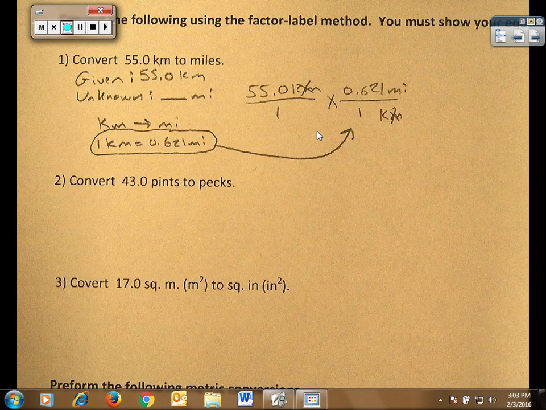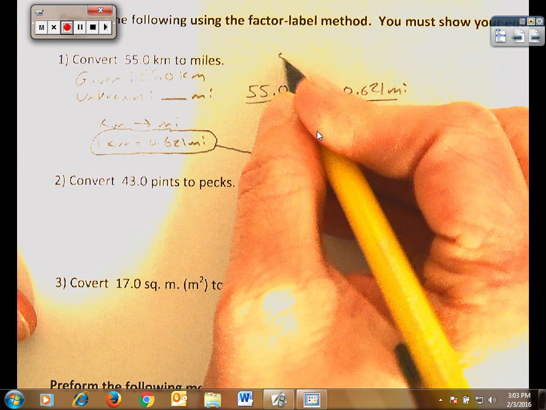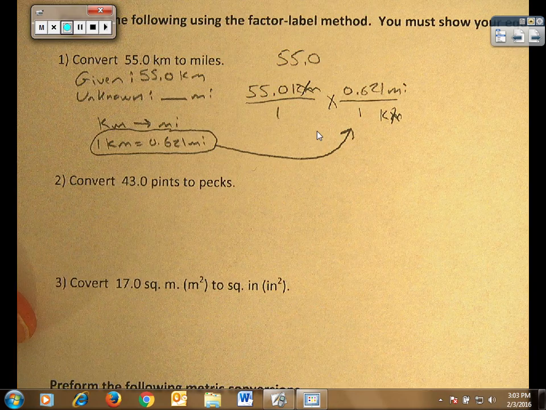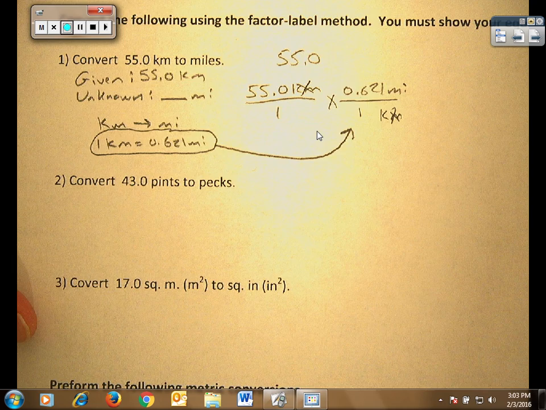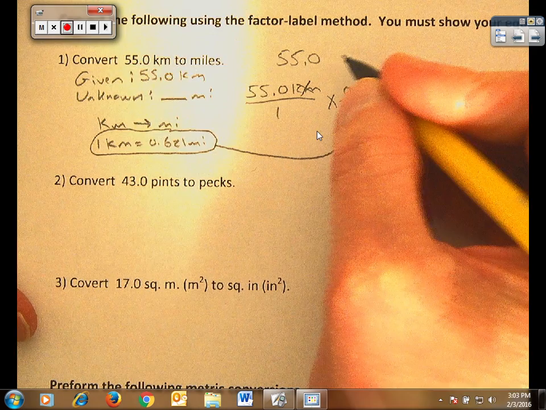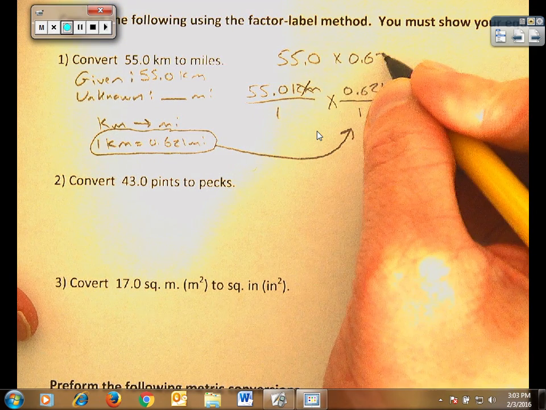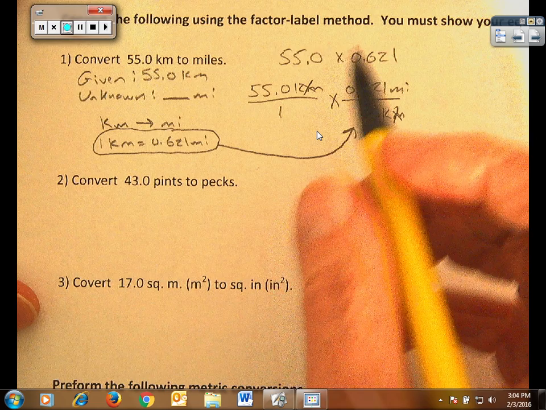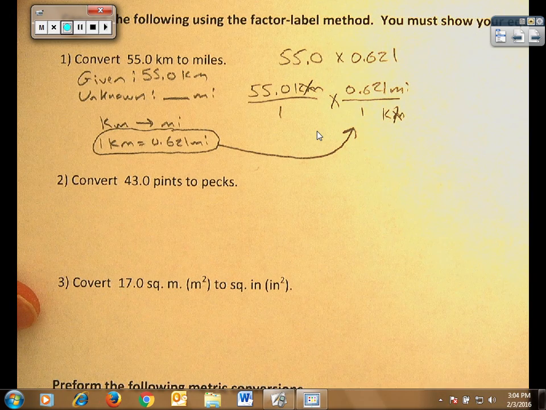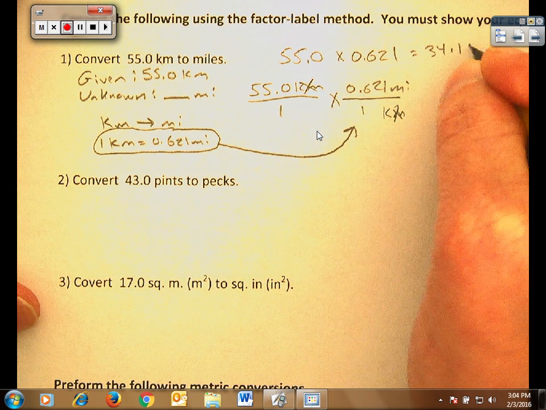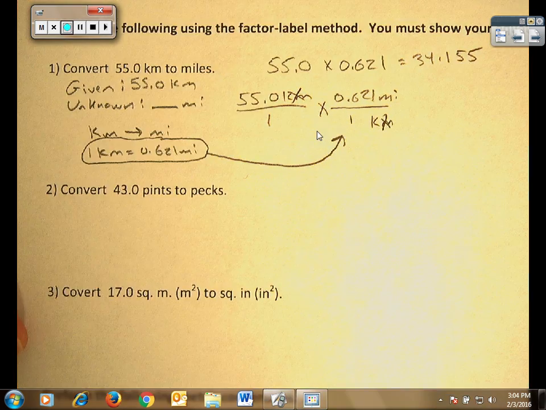Now it's time to do the math. When we do the math, it's going to be our first number, our 55.0, either times or divided by the 0.621. To figure out which it is, we look to see where that 1 is. If that 1 is on the bottom, as it is here, it's going to be multiplication. If the 1 had been on the top and the 0.621 on the bottom, we'd have been dividing. Punch it in a calculator. 55 times 0.621 is 34.155.